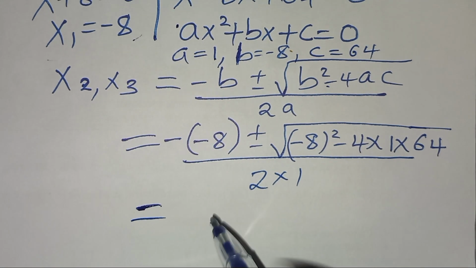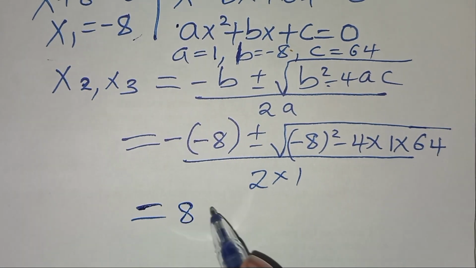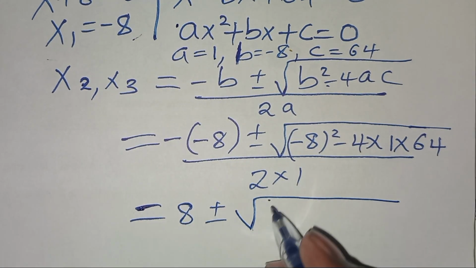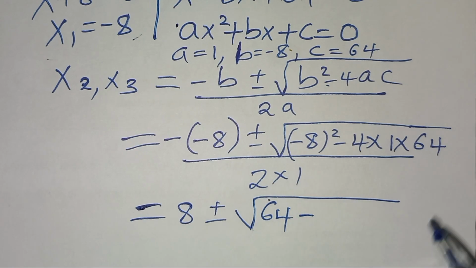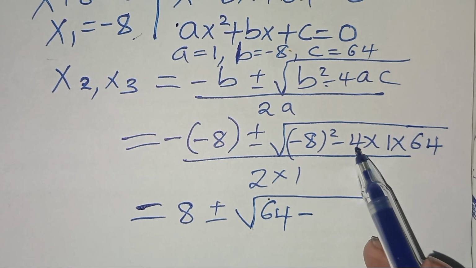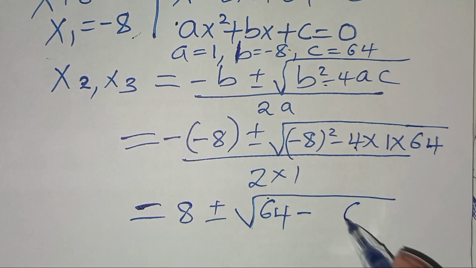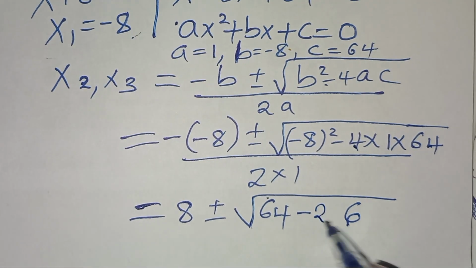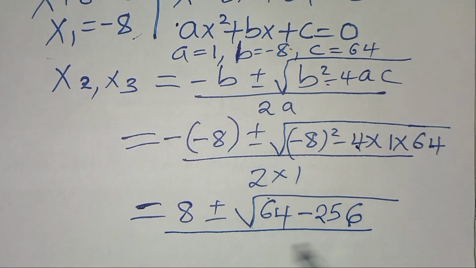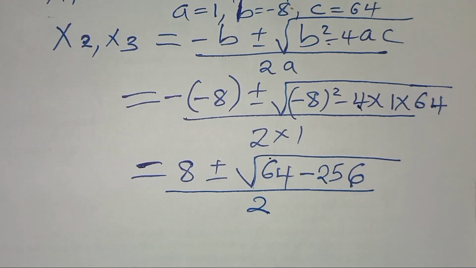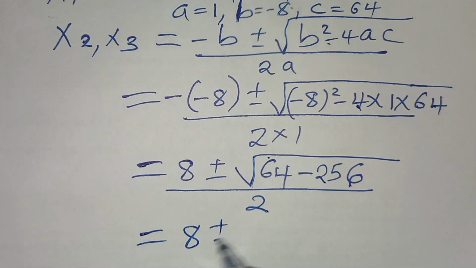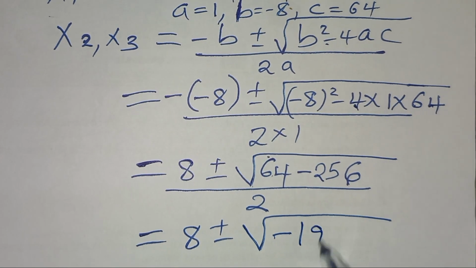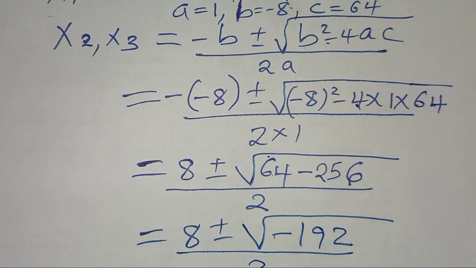So in this case, we have negative times negative 8, this is 8 plus or minus the square root of negative 8 squared, which is equal to 64, subtract 64 times 4, which is 256, divided by 2. So the next step here, we have 8 plus or minus the square root of 64 minus 256, this is minus 192, all this divided by 2.